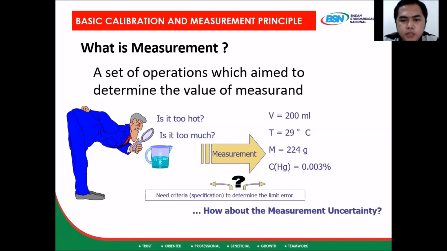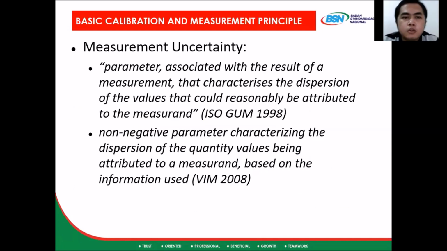And for every measurement, there's measurement uncertainty. So what is measurement uncertainty? The measurement uncertainty, by the definition from the ISO-GUM, is a parameter associated with the result of measurement that characterizes the dispersion of values that could reasonably be attributed to the measurement. The second definition, from the VIM, is a non-negative parameter characterizing the dispersion of the quantity values being attributed to the measurement based on the information used.